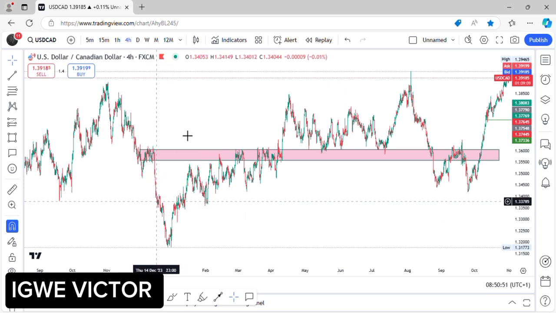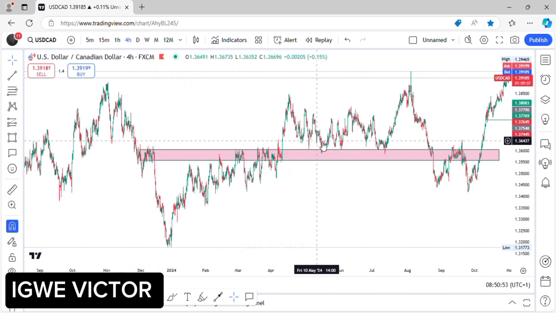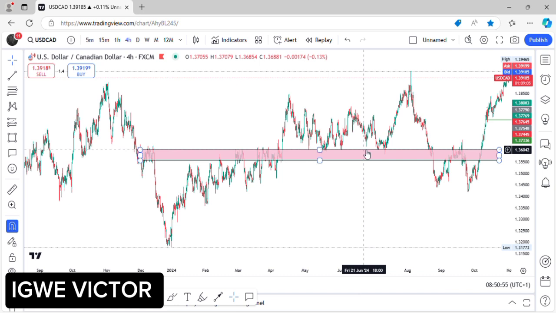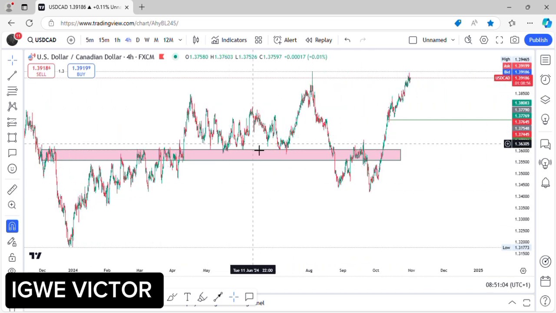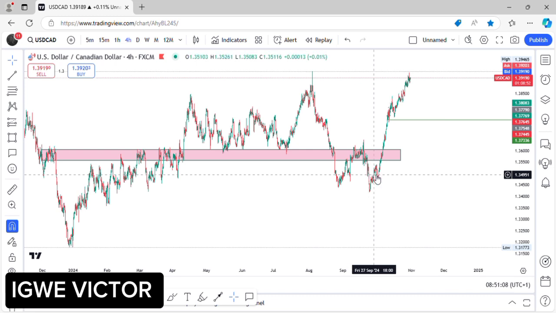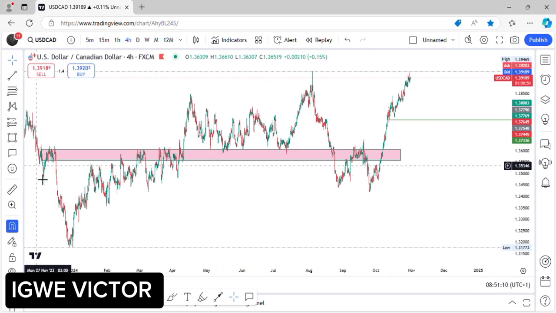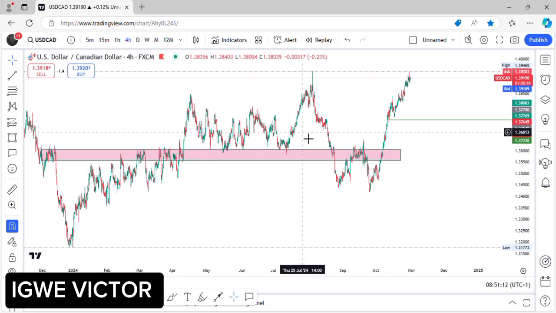So price was resisting, it broke out, started forming support. So support can become resistance and resistance can become support. This is just an example of resistance becoming support. And if you look again, you see another from this point to this point that explains how turn quotes happen. Resistance became support here and support became resistance again.